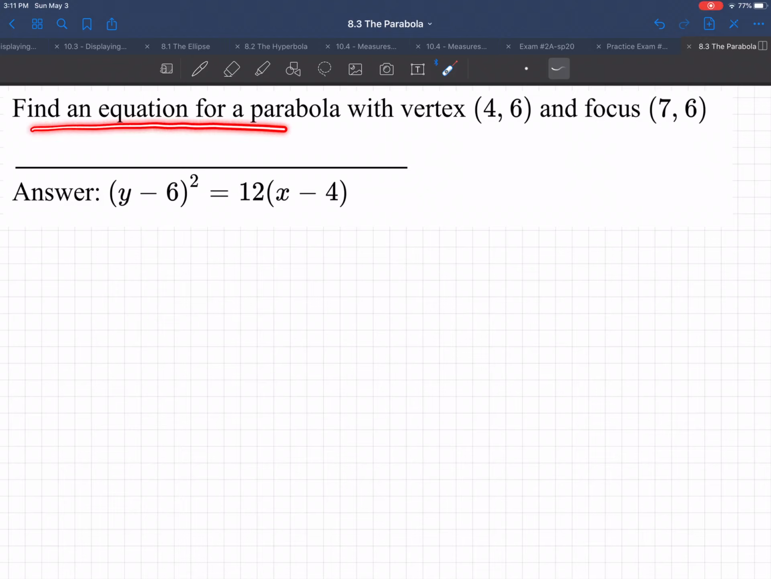Find an equation for a parabola with vertex (4, 6) and focus (7, 6). Okay, so the first thing we need to realize is the four directions a parabola can go.